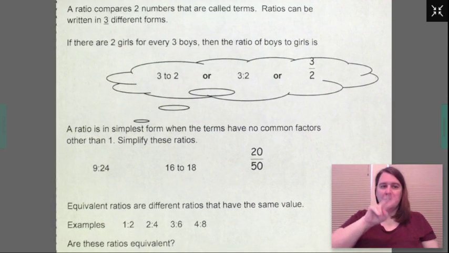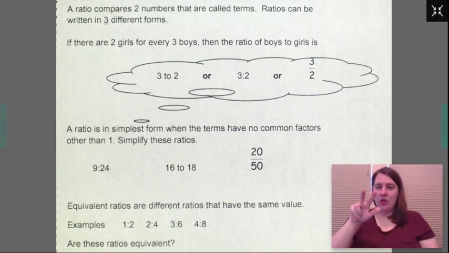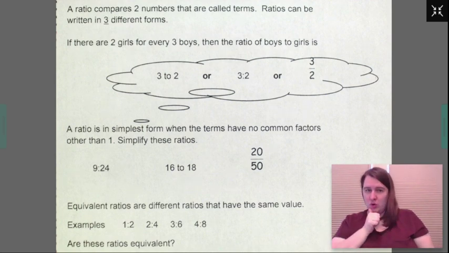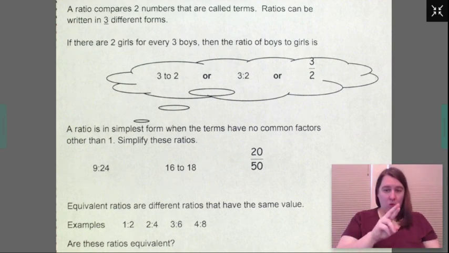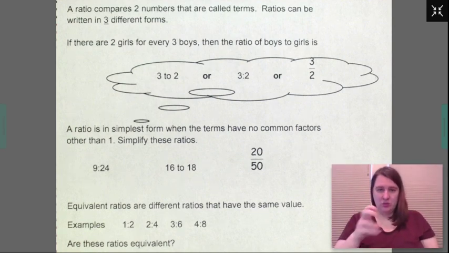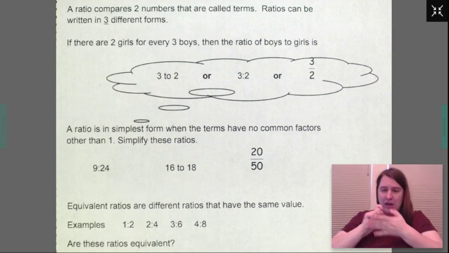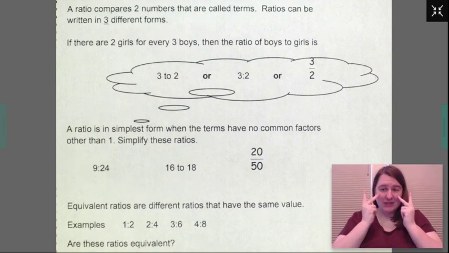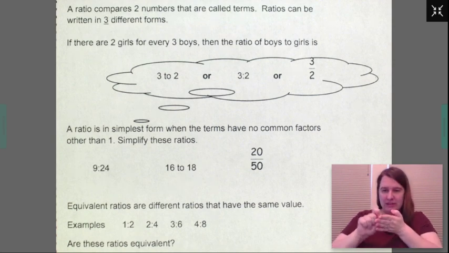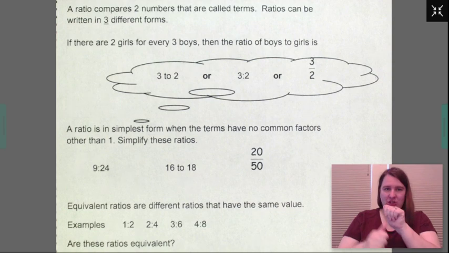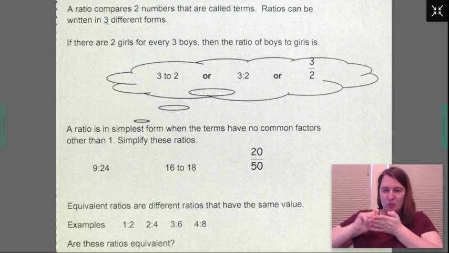If there are two girls for every three boys, then the ratio of boys to girls is 3 to 2, or we can put 3:2, or 3 over 2. You can write it as a fraction. So you're going to be able to see it in three different ways, with written descriptions for each kind. It all means the same, they're just written differently.